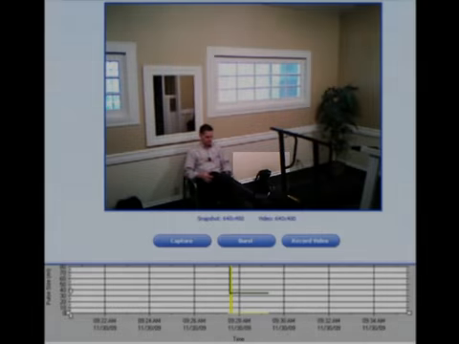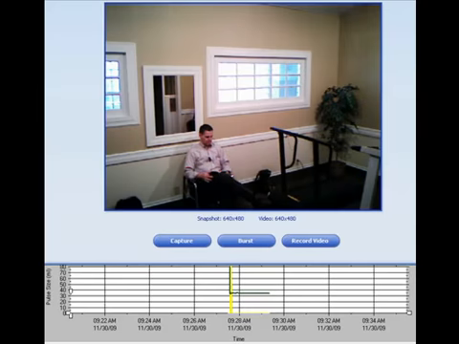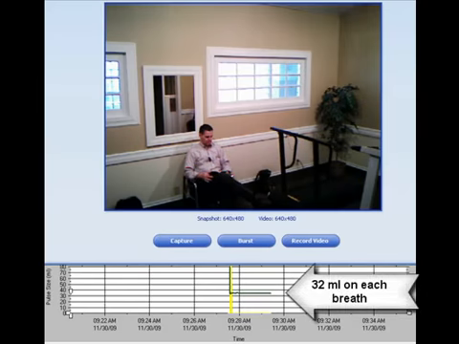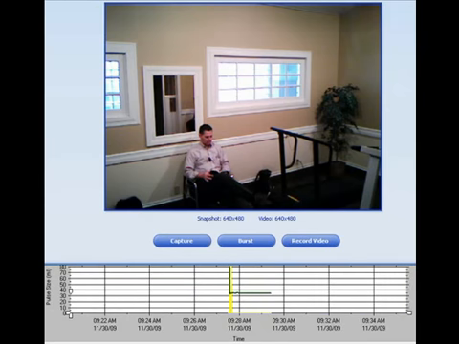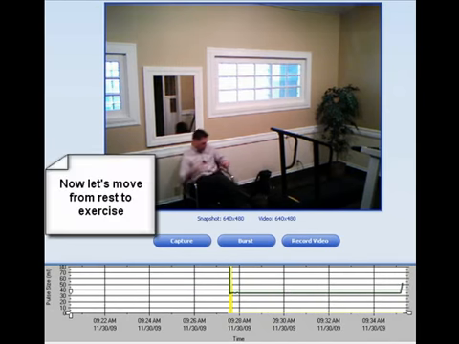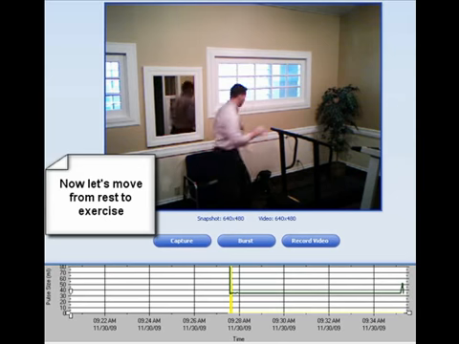SmartDose gives 16 ml per setting, and this unit is set on 2, so he's getting a dose of 32 ml of oxygen on each breath. Now let's jump ahead and continue to watch. Okay, now we've jumped ahead about 5 minutes.